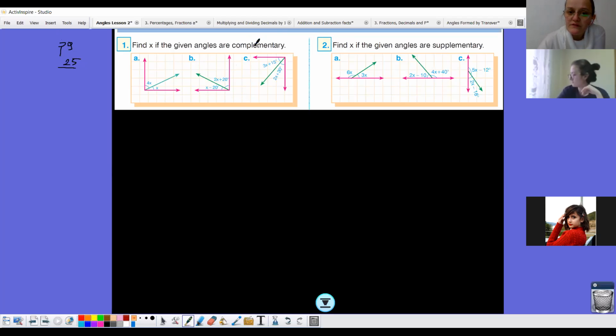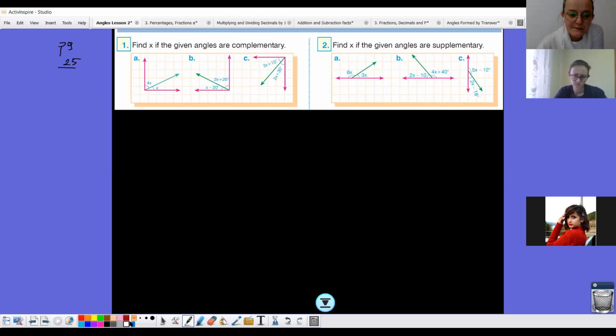As you see here in the first one, it's given that it is complementary. So if it is complementary, the sum of them has to be 90 degrees. If it is supplementary, the sum of them has to be 180. For example, I will solve B for you to remind you.